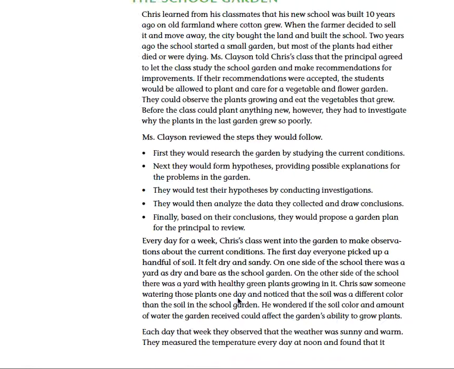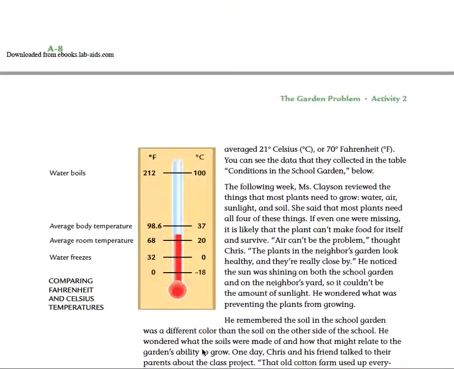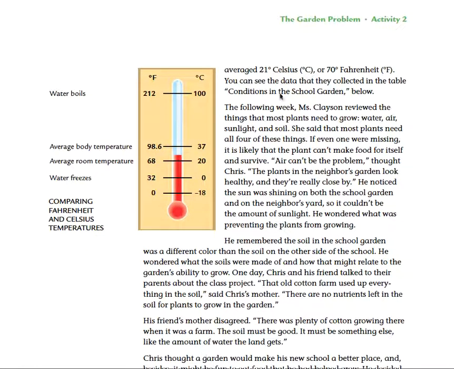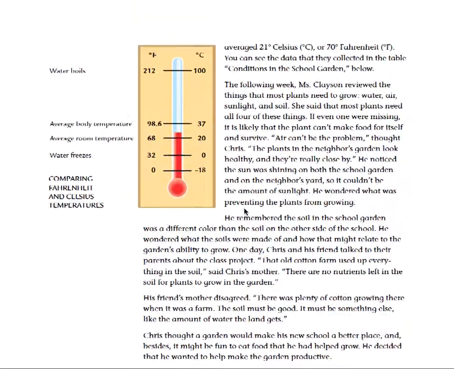Chris saw someone watering those plants one day and noticed that the soil was a different color than the soil in the school garden. He wondered if the soil color and amount of water the garden received could affect the garden's ability to grow plants. Each day they observed that the weather was sunny and warm. They measured the temperature every day at noon and found that it averaged 21 degrees Celsius or 70 degrees Fahrenheit. You can see this data that they collected in the table, Conditions in the School Garden, below. We'll go over this in a minute.